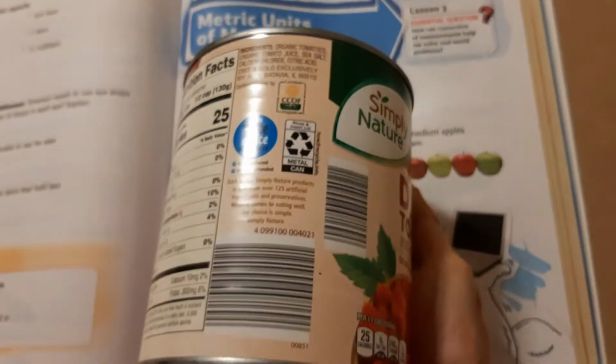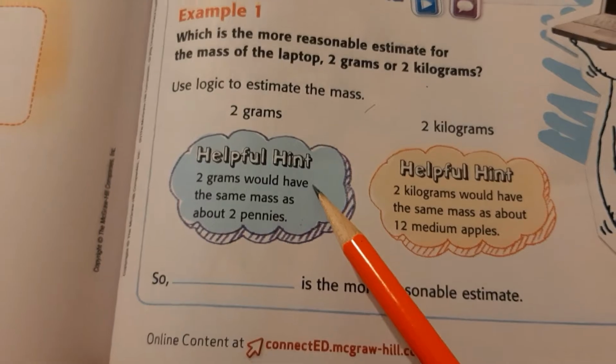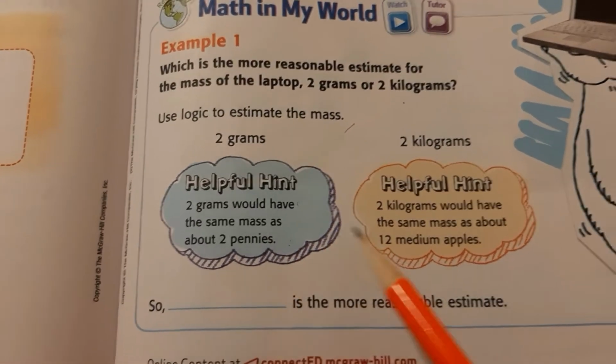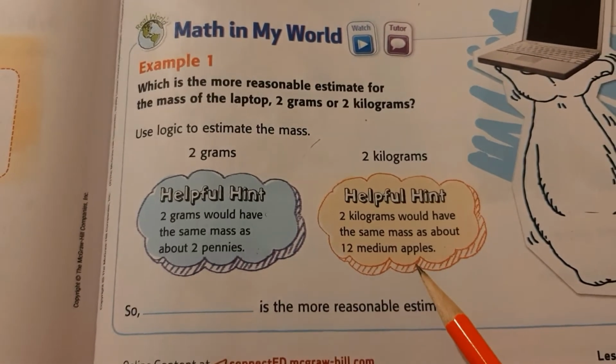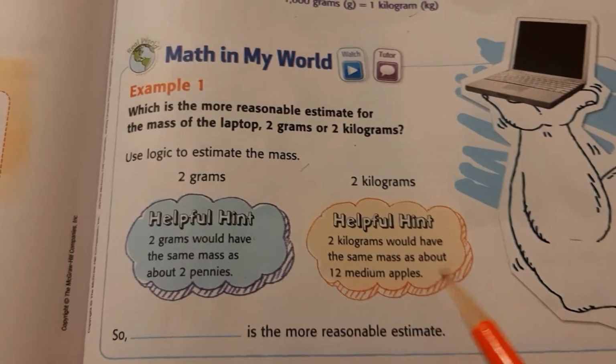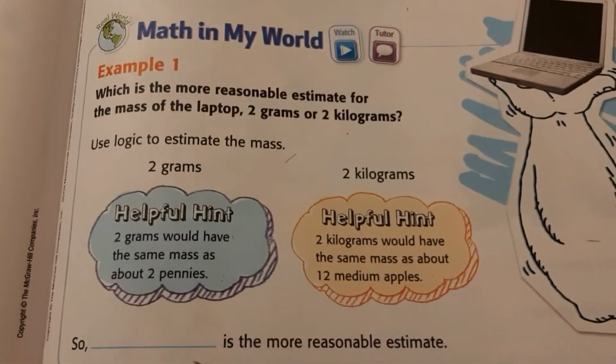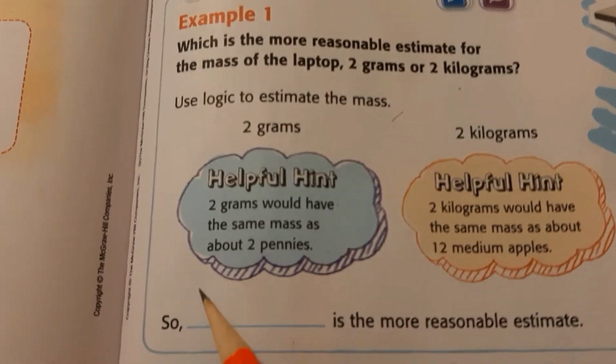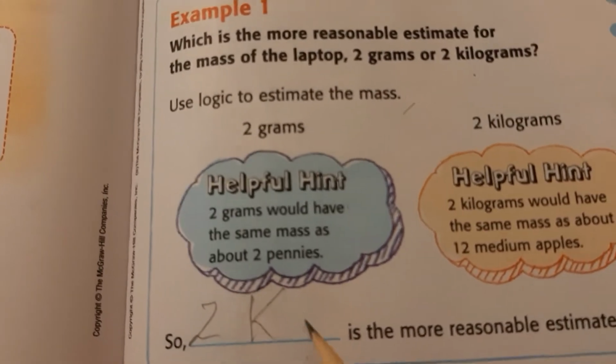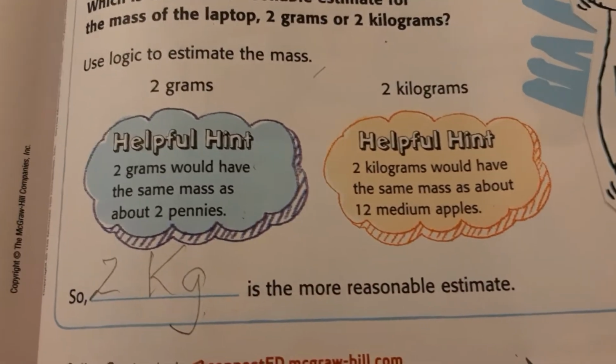Or 2 cans of tomatoes? Well, 2 grams would have the same mass as 2 pennies. 2 kilograms would have the same mass as about 12 medium apples or 2 large cans. So 2 kilograms is the more reasonable estimate.